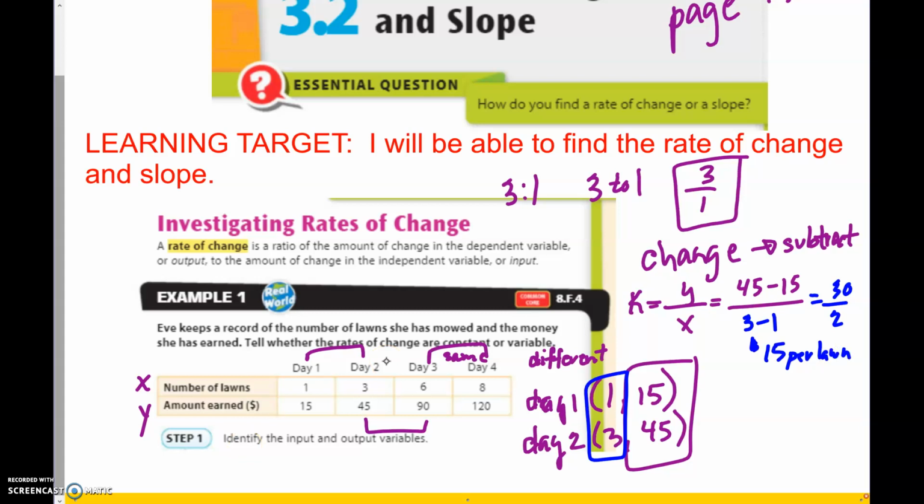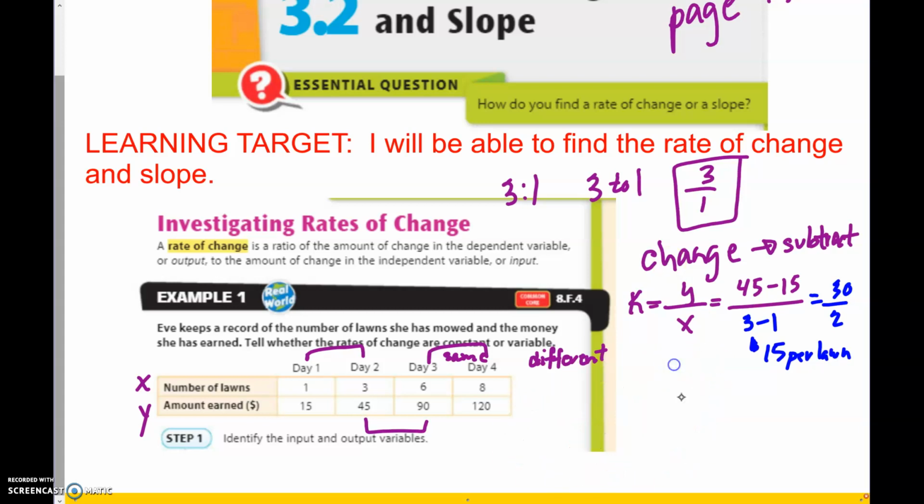All right, now I'm just going to erase this data. I'm going to leave this answer over here, but I'm going to erase part of this. And now we're going to do from day 2 to day 3. I'm going to leave that up there just so we can compare it.